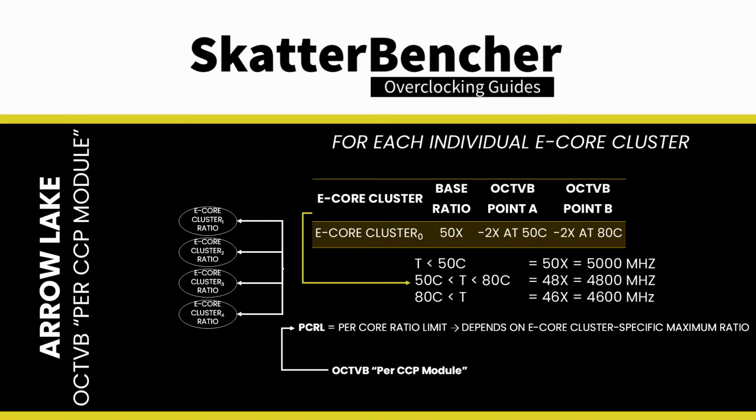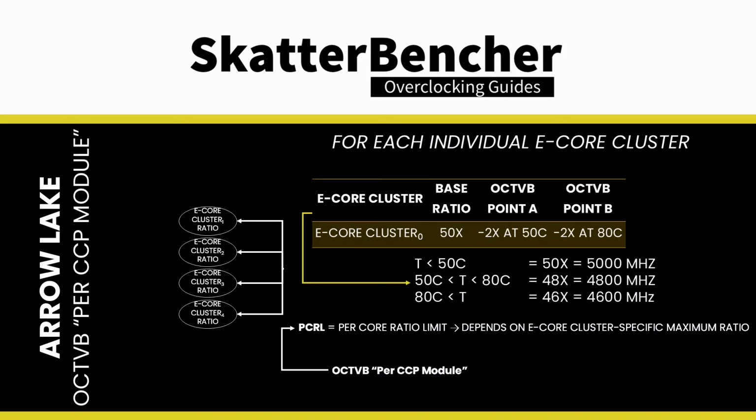The OCTVB trigger point is the core-specific temperature. So even if all other cores exceed the E-core cluster's OCTVB temperature point, as long as the E-core cluster temperature does not exceed that temperature, it will not downbin.